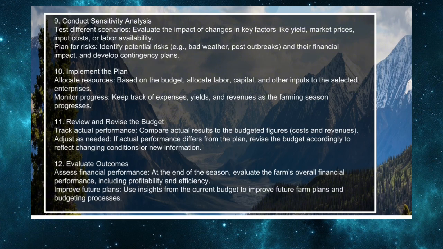Farm planning step 10. Implement the plan. Once the budget is prepared and analyzed, the next step is implementation. In this slide, the focus is on allocating resources such as labor, capital, and inputs based on the decisions made in the budgeting process. The farmer then monitors progress throughout the production cycle, keeping track of expenses, yields, and revenues.